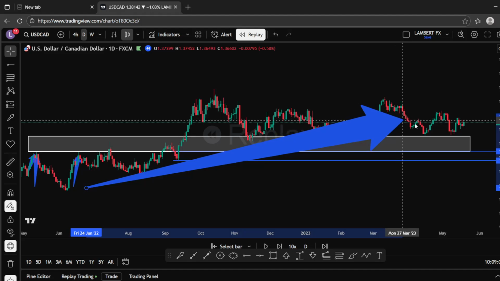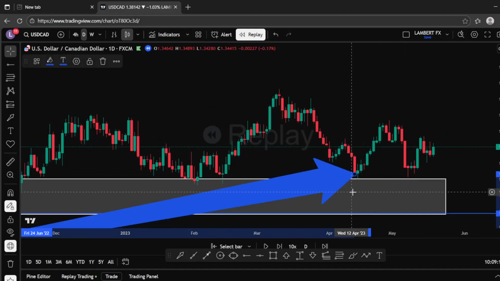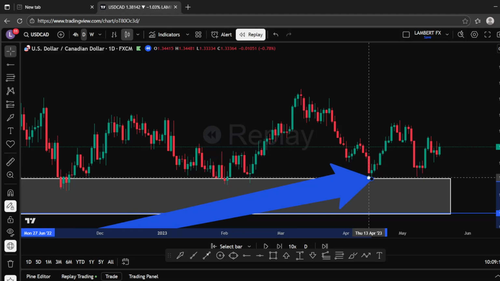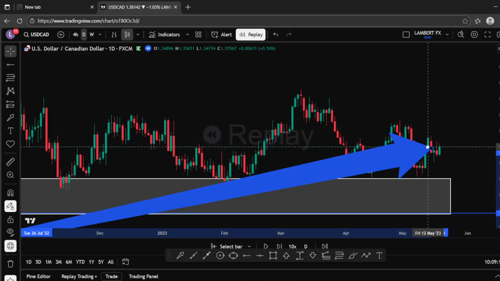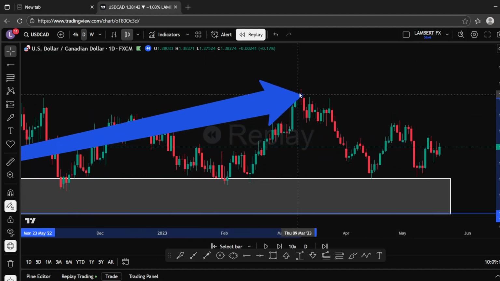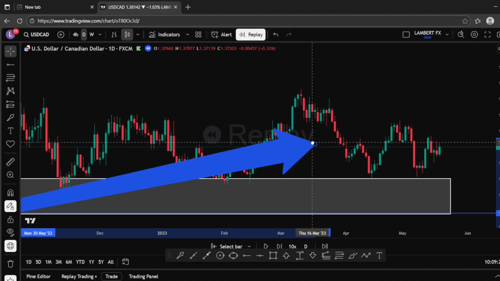All right. And then also we had another pullback to the level. We rejected with good bullish engulfing candles. Look at that one there. You will go long, aiming at that next high. You won't get to that high, unfortunately.